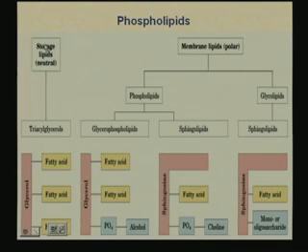So, if we go back to the breakup, we have storage lipids that are triacyl glycerols, fatty acids. We have membrane lipids that are phospholipids or glycolipids. The breakup of phospholipids is glycerol phospholipids or sphingolipids, where the backbone is basically different. Okay. Now, we will study this in a bit more detail.